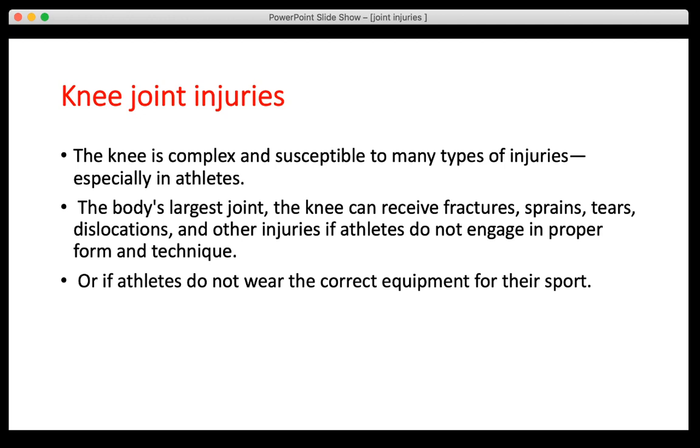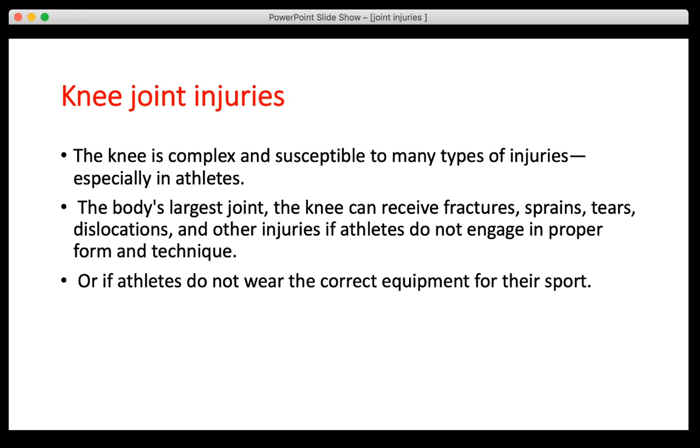Knee can receive fractures, sprains, tears, dislocations. This could also be due to improper technique. For example, in running, if you heel strike, if you strike the ground with your heels, this is a biomechanically wrong movement during running. That will impact your knees. So definitely you will have some kind of problem in the knee.